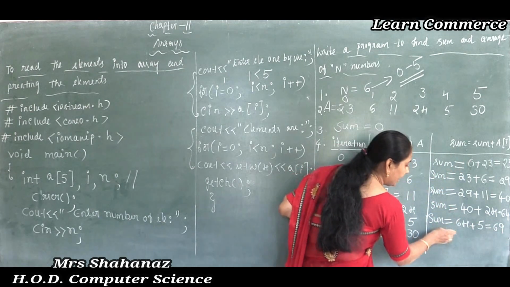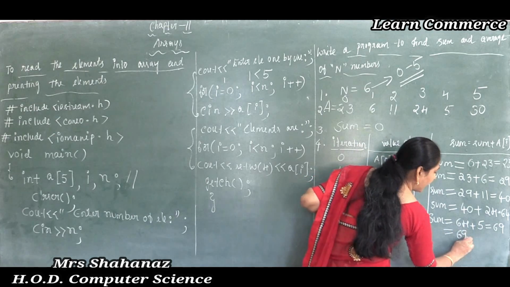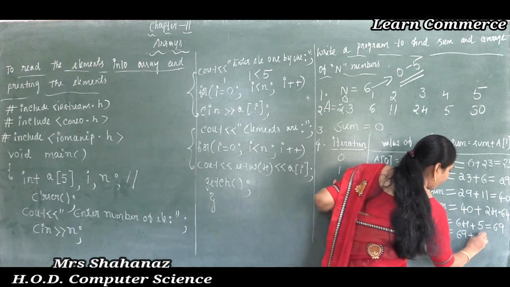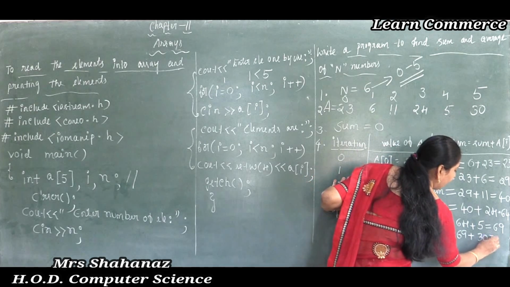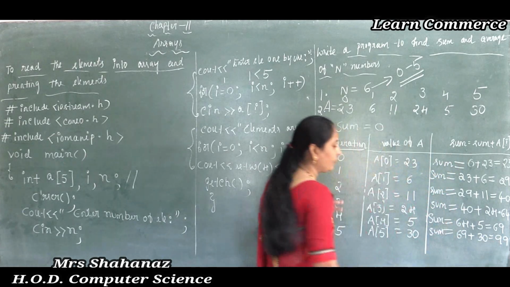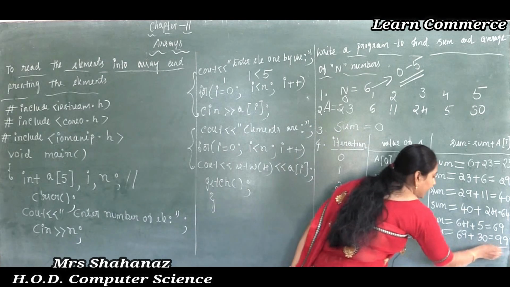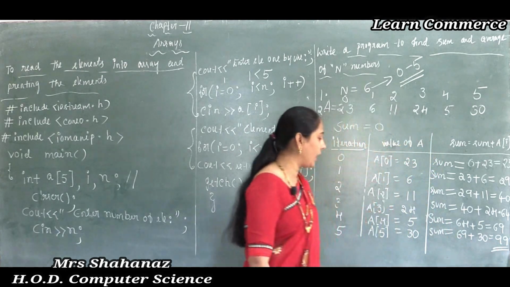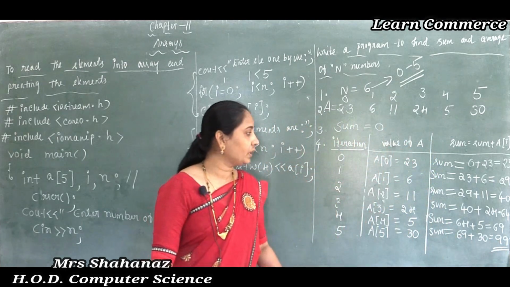Okay, and next, lastly, the sum value 69 is there, and now we are going to add the value 30. Now what's the value of the sum? Lastly we can say that the sum value is equal to 99. Okay, there is no other value to add.